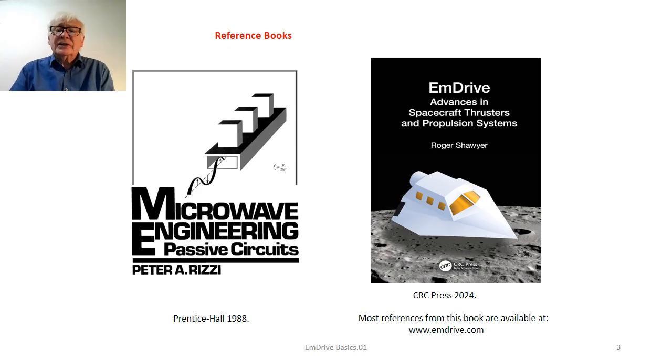Chapter 1 actually goes back to the 1970s when I was working on a UK government project called Chevaline, and this was the nuclear warhead for the UK's strategic deterrent. And we were asked to look at alternative propulsion systems.